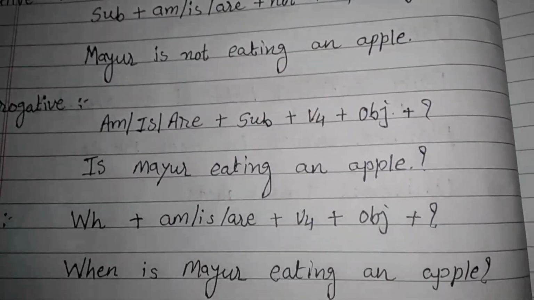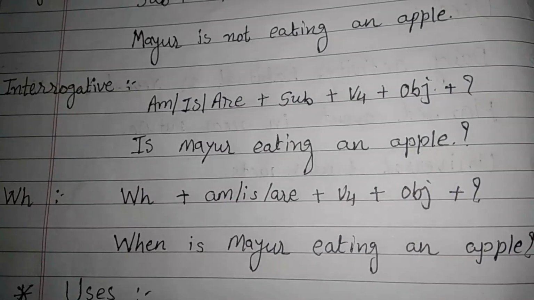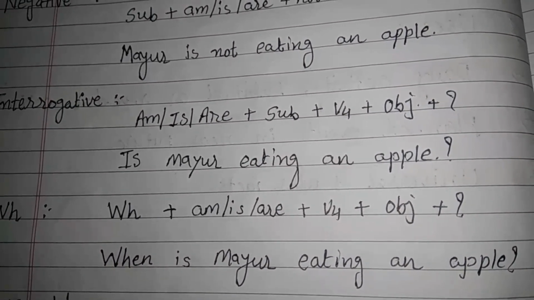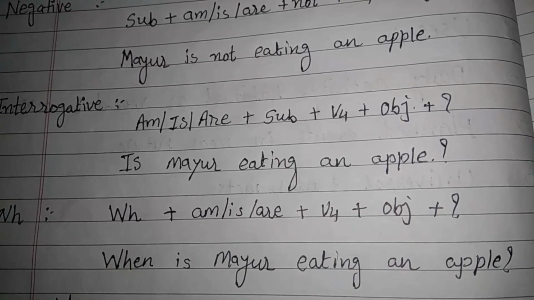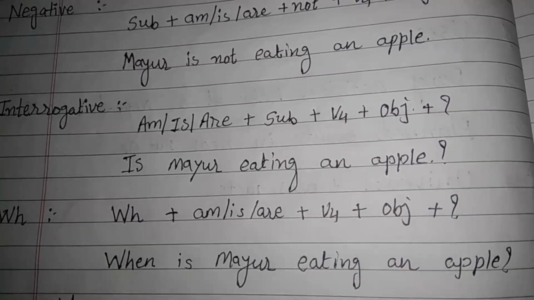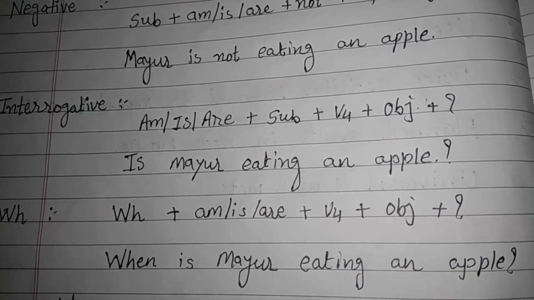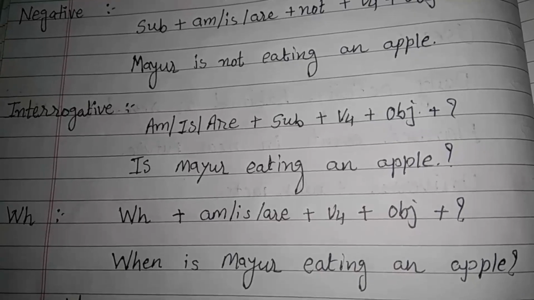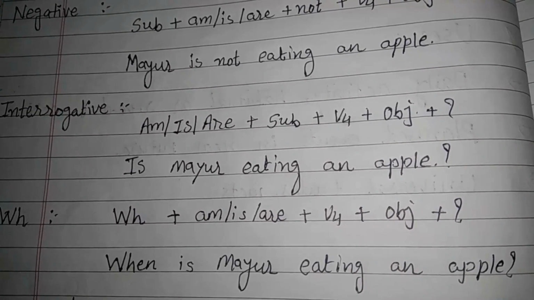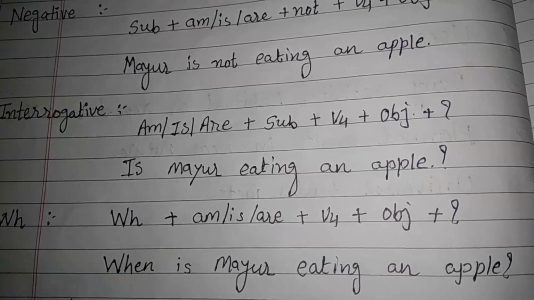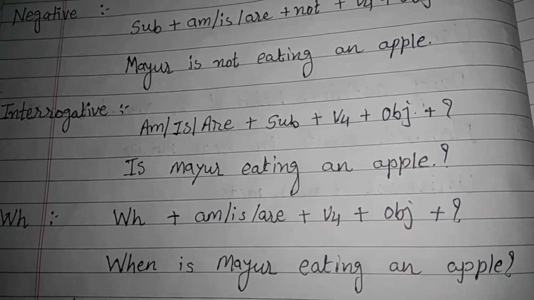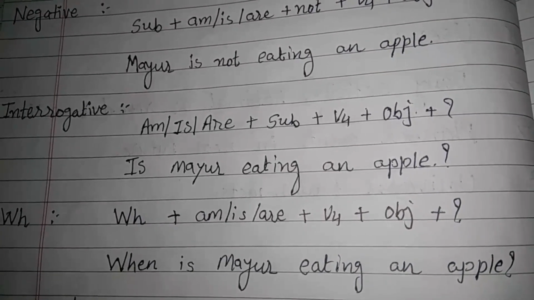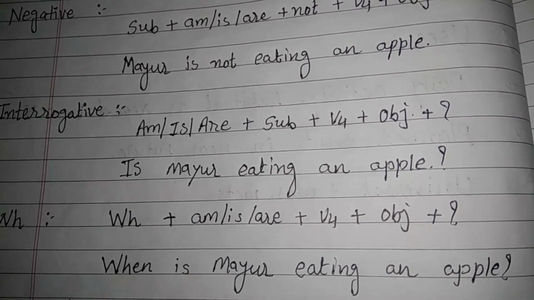Now let's see the WH form of sentences. Format is WH plus am, is, are plus V4 plus object plus question mark. Here, to make any tense sentence in WH is very easy. You have to just add WH word before the interrogative sentences. Now let's see the example of WH. When is Mayur eating an apple? I hope you all are clear about this tense.